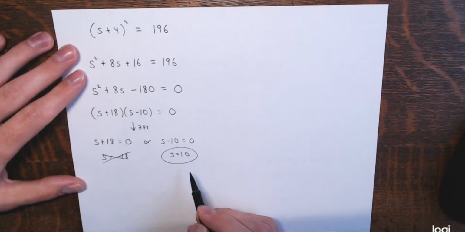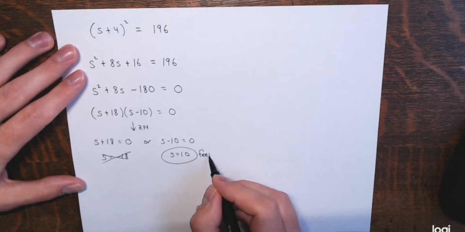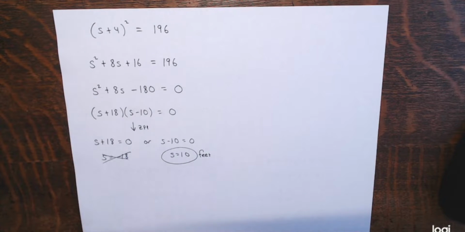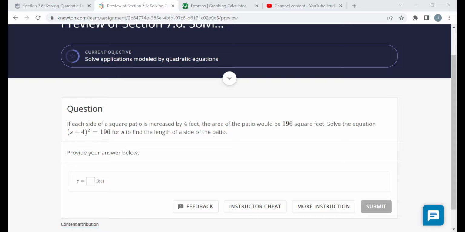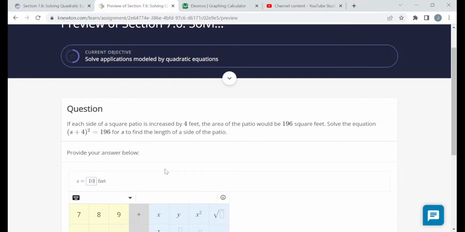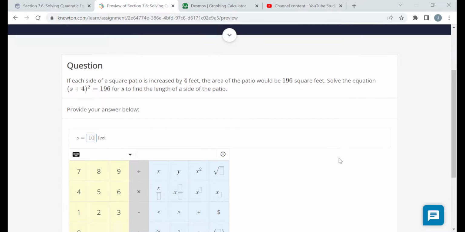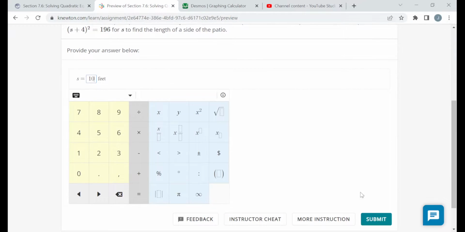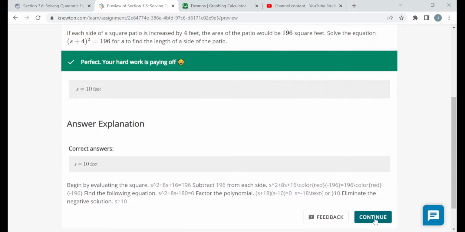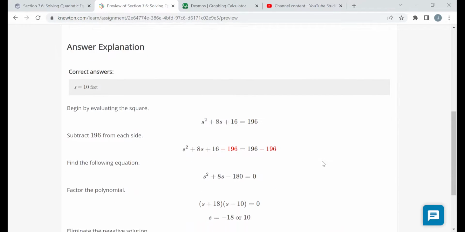Right, it's 10 feet. The side of the original square was 10 feet then, 10 feet by 10 feet. So S equals 10 is what I'm filling in the box here. Now again, negative 18 would work in the equation, but it doesn't work with the whole concept of the side length of a square, right? Sides can't have negative lengths. Great.